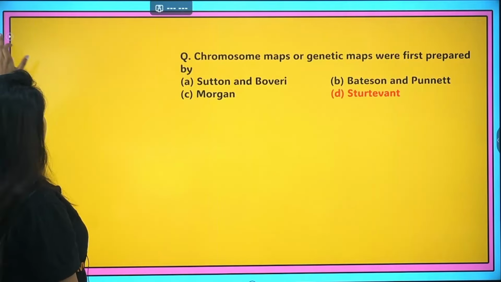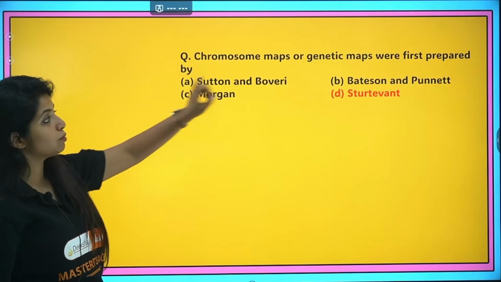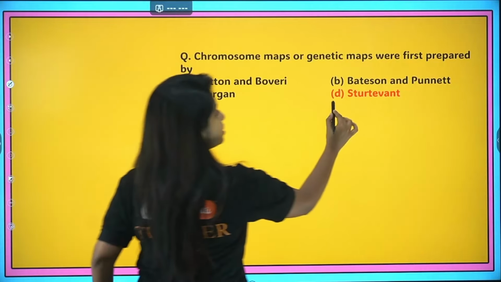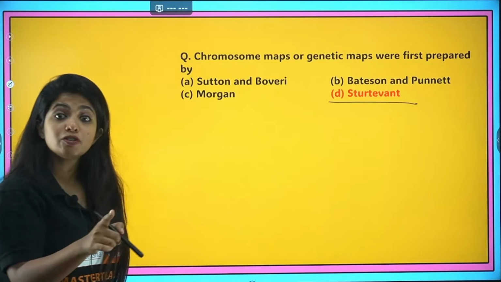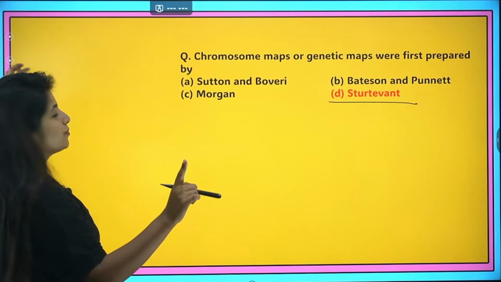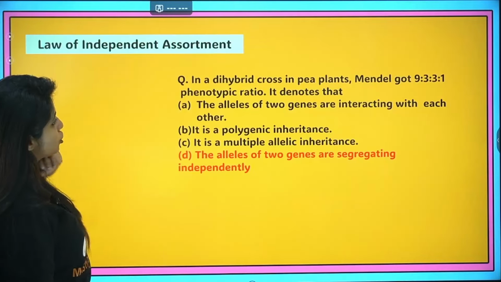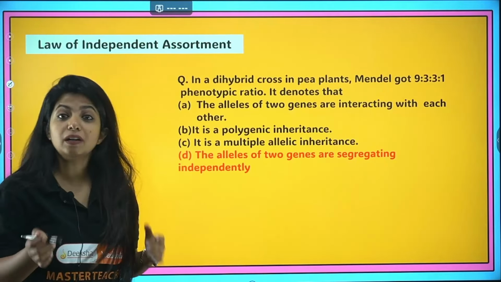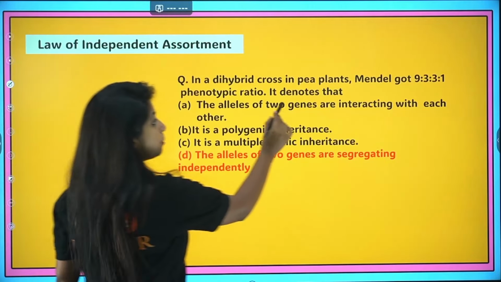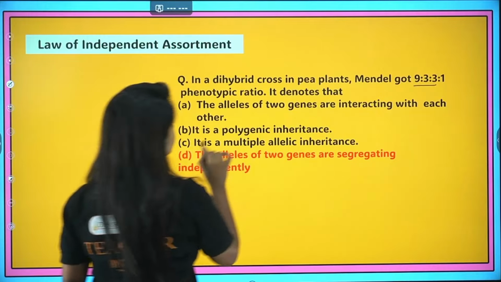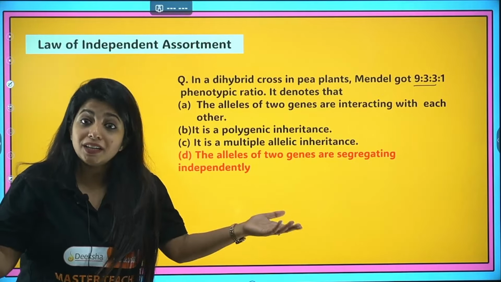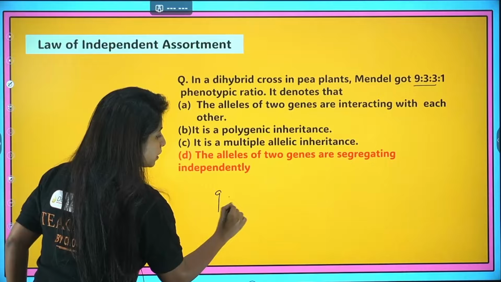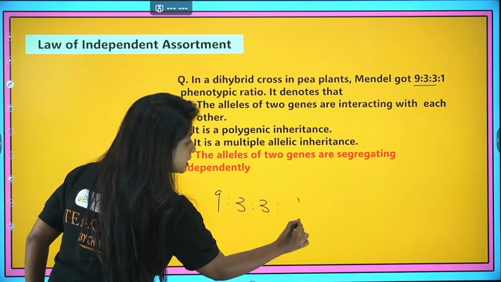Now going ahead with the second, chromosome maps or genetic maps were first prepared by, I told you, Sturtevant. If at all linkage and recombination was put forward by whom? It was T.H. Morgan. Now next type of questions that you can definitely get, law of independent assortment based question. So in a dihybrid cross in pea plants, Mendel got 9:3:3:1 ratio. What does it denote? So we all should know what does 9:3:3:1 stand for.